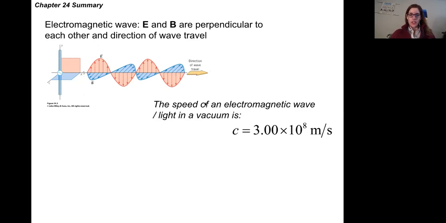We also saw that the speed of an electromagnetic wave, which, foreshadowing, is just light, in a vacuum is given by c, our constant for the speed of light. It's equal to 3.0 times 10 to the 8 meters per second. So this is a constant. It's actually one of the most constant things in all of physics. So it's a really great quantity to have. All right, so with this in mind of how these electromagnetic waves can travel, let's continue on.